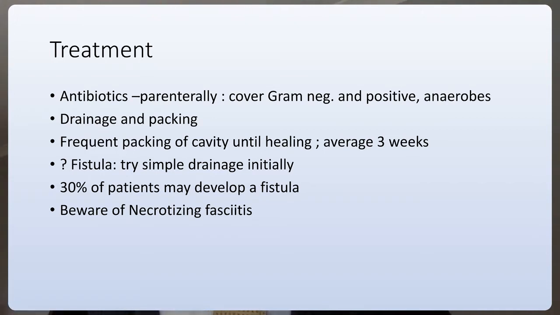Now, we always ask ourselves in this situation whether there is a fistula associated with the abscess, because 30% of the times when you have a patient present with what clinically looks like a perianal abscess, they will have already a fistula. The main thing that we try to do in this situation, try simple drainage if you are unsure, but if you are certain there is a fistula, you could deal with that either by laying the fistula open or insertion of a seton, and I will come back to that later on.